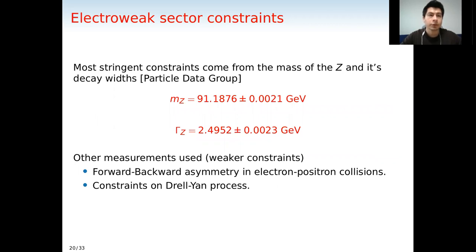In the electroweak sector constraints, the most stringent constraints come from the mass of the Z that has been measured with very good precision. We can see here the number is 91.18 GeV, and the error bar is very, very small, 0.0021, it's 10 to the minus 3. Equally, the decay width of the Z has been measured very well, and the number is 2.5 GeV, and the precision is also 10 to the minus 3 GeV. We also are going to employ other measurements, but they are weaker constraints, such as the forward-backward asymmetry in electron-positron collisions. And since we have a mixing between the Z and other vector bosons, we also have to apply constraints on the Drell-Yan process that can be modified by this mixing.